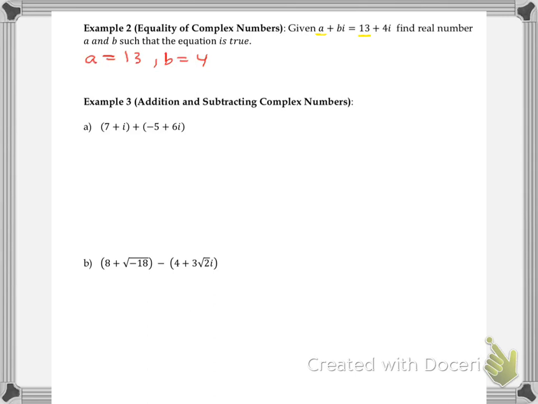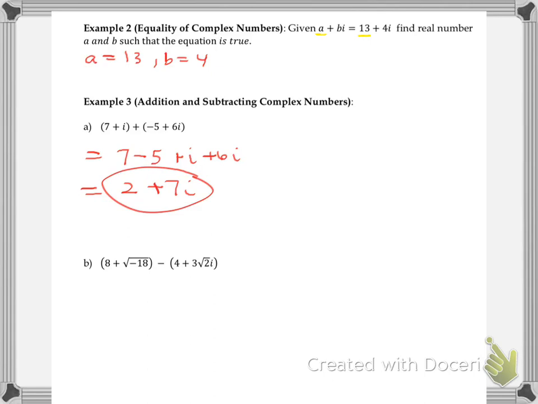Hopefully that made sense. And let's look at example 3. Write in standard form. Okay, so simplify, write in standard form. Well, let's put the pieces together. The addition is commutative, and so we can write this as 7 minus 5, right? And then plus i plus 6i. And so that's going to be 2 plus 7i, and that's our standard form.